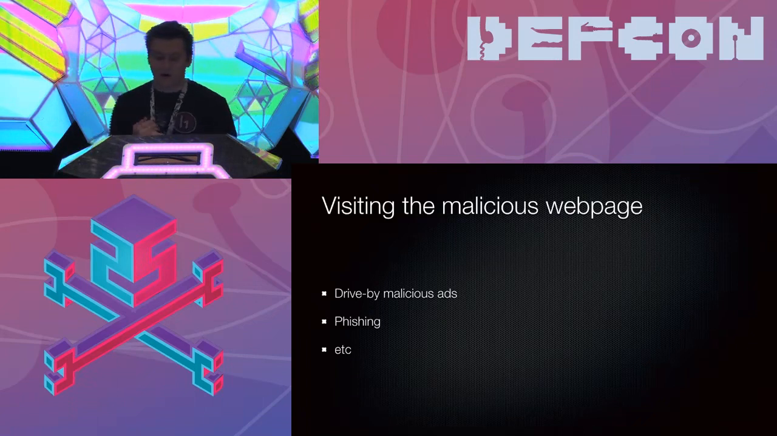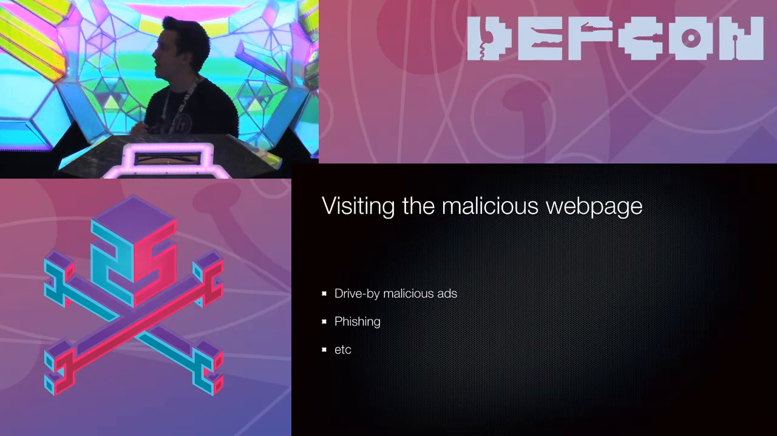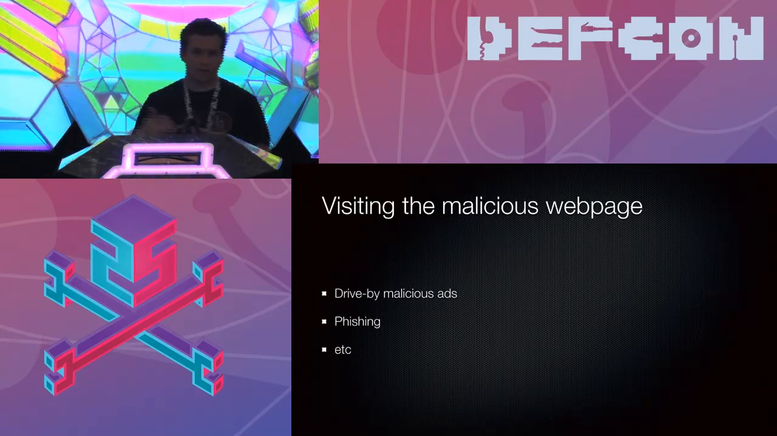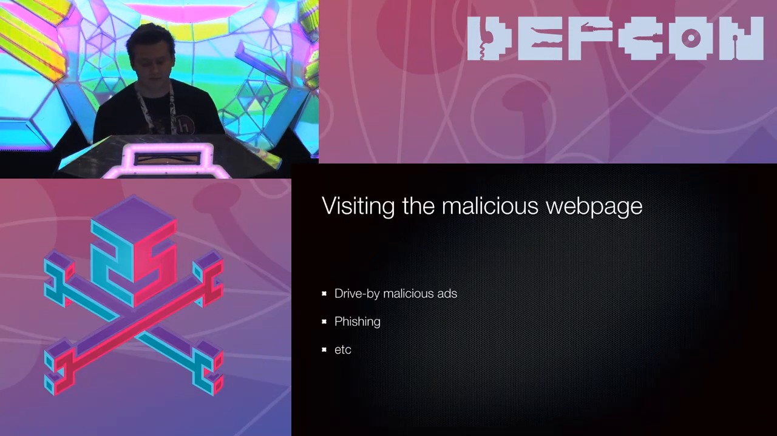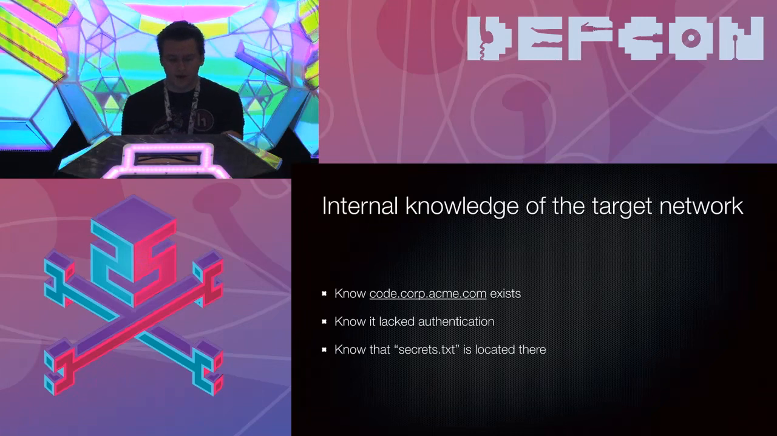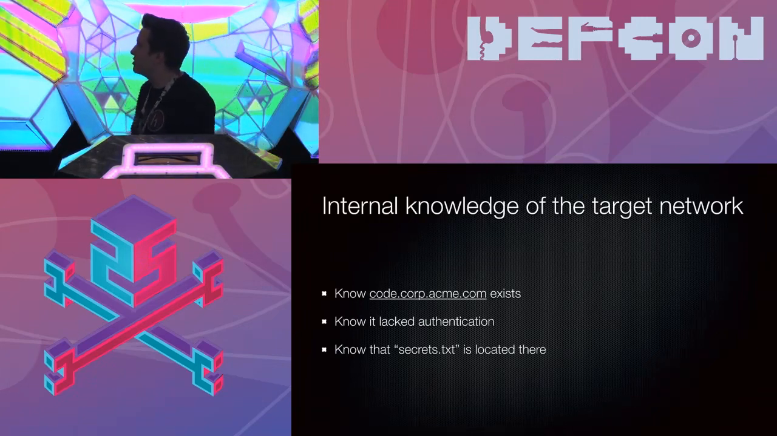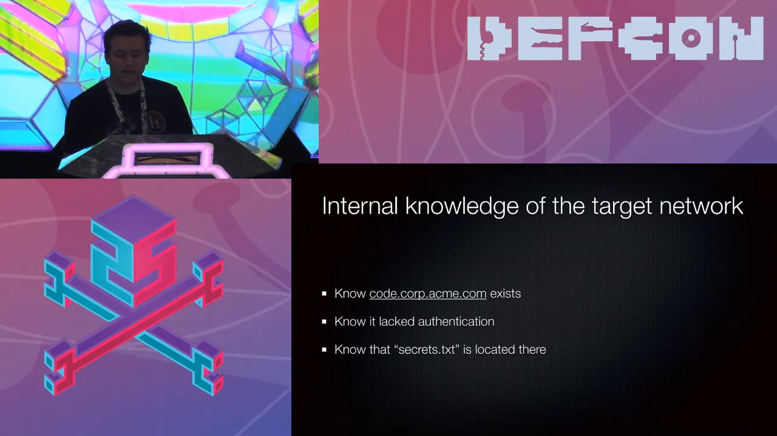Of course, there are other delivery mechanisms for something like this too. You could serve this in a drive-by malware or a drive-by malicious ad. You could, of course, send phishing emails, all of the traditional ways to get someone to click a single link. The next thing we needed to do was we needed internal knowledge of the target network. We had to know that code.corp.acme.com existed.